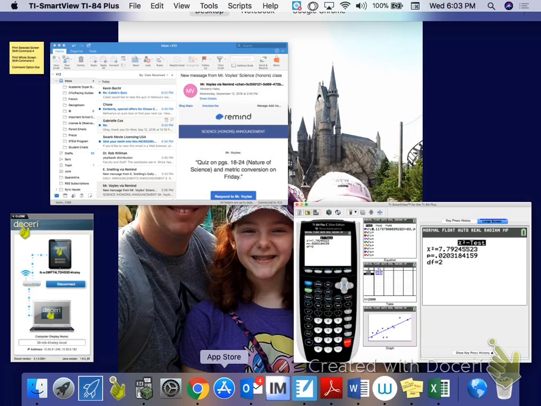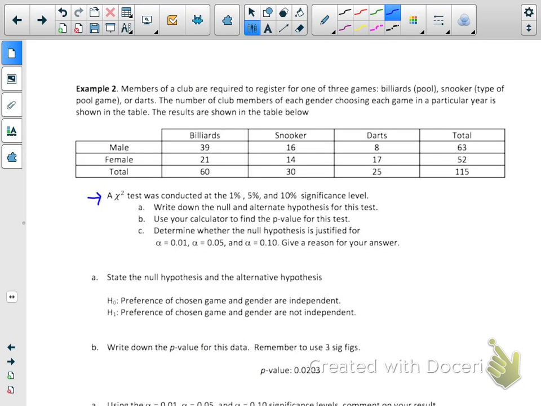Okay, so I'm going to write the p-value down to 3 sig figs. So this leading 0 doesn't count as one of my significant figures, so 0.0203. Forgot to go over, sorry, my hypotheses here. My null hypothesis would be that choice of game and gender are independent. My alternate would be that choice of game and gender are not independent.